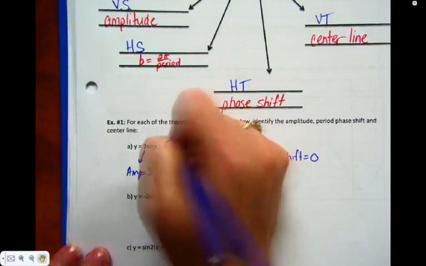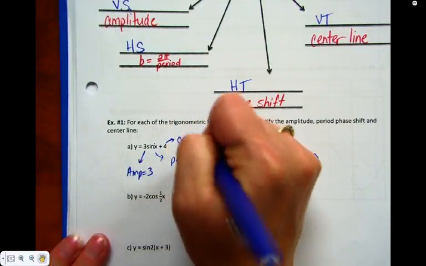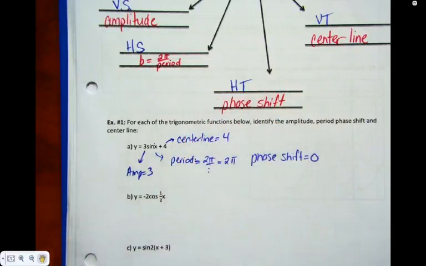And the center line is the equivalent to the vertical translation, so the center line is always the number at the end all by itself, and the center line in this case equals 4. Why do we need to know this? Because we're going to use it to graph in a second. Okay, let's do one with a cos.